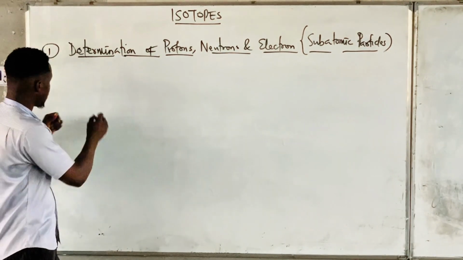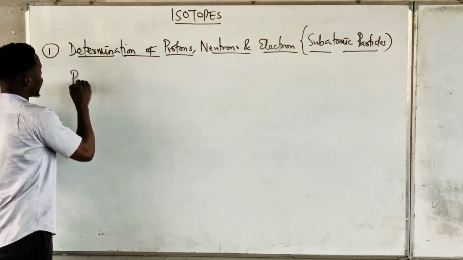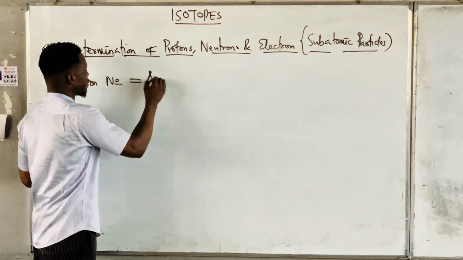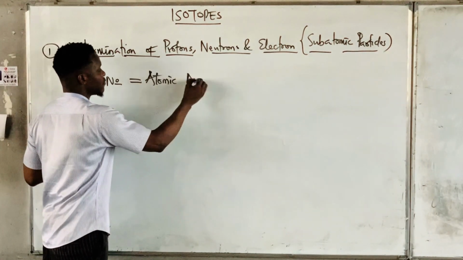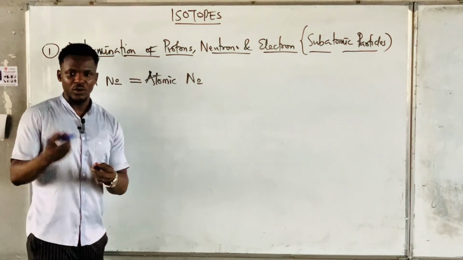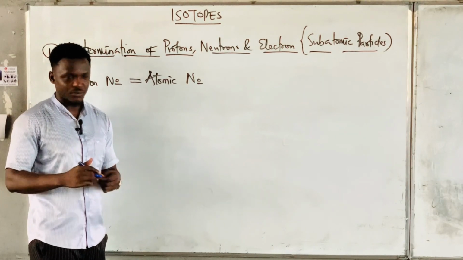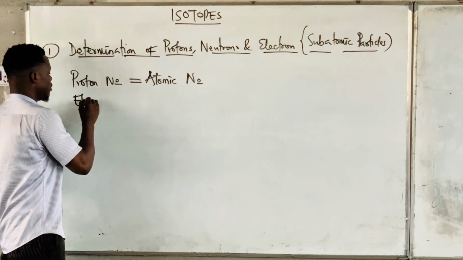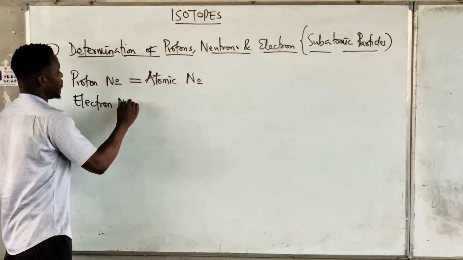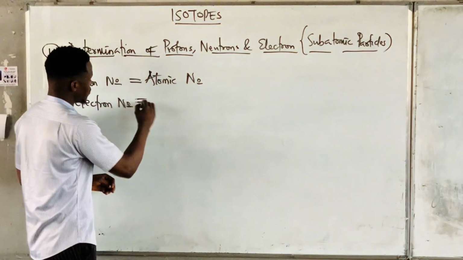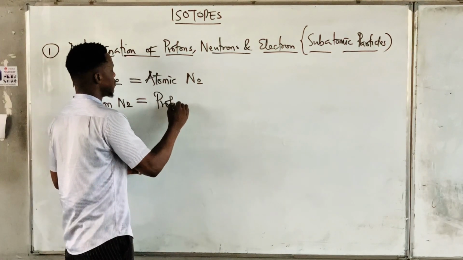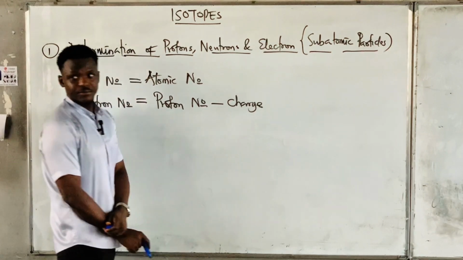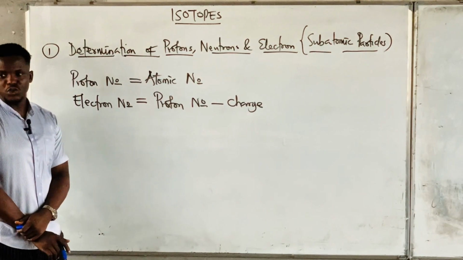Class, first thing first, you need to know that the proton number of any atom or ion is equal to the atomic number of that guy. And of course, we know that atomic number is the number that differentiates elements in the periodic table. Now, how do we solve for electrons? The number of electrons is equal to proton number minus charge.